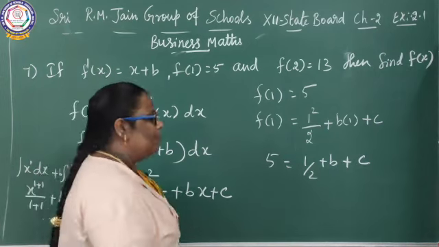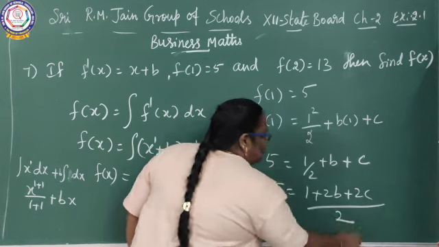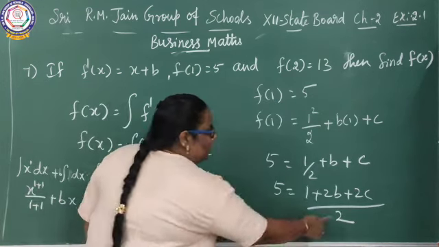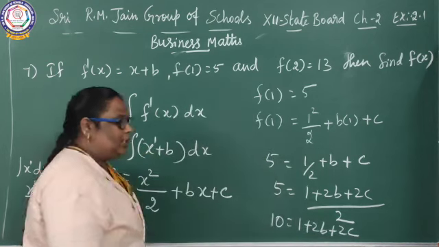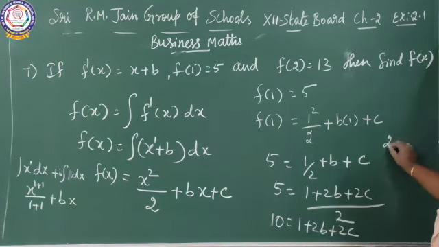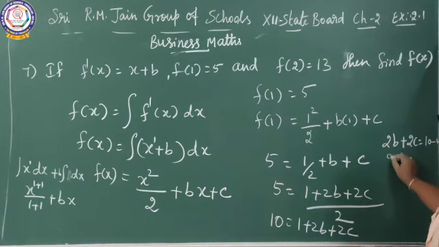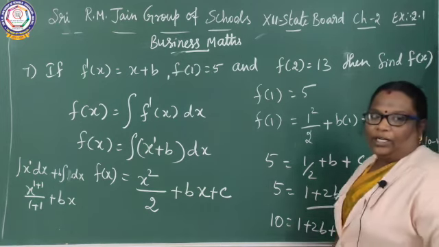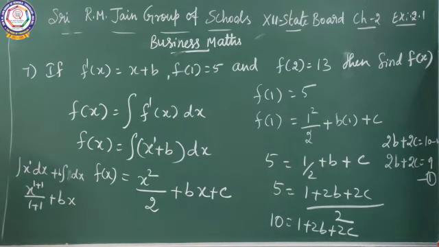You can take the LCM. So 5 equal to (1 plus 2b plus 2c) by 2. You bring it to this side. 5 2s are 10 equal to 1 plus 2b plus 2c. So 2b plus 2c equal to 10 minus 1, so 2b plus 2c equal to 9. You can take it as the first equation.